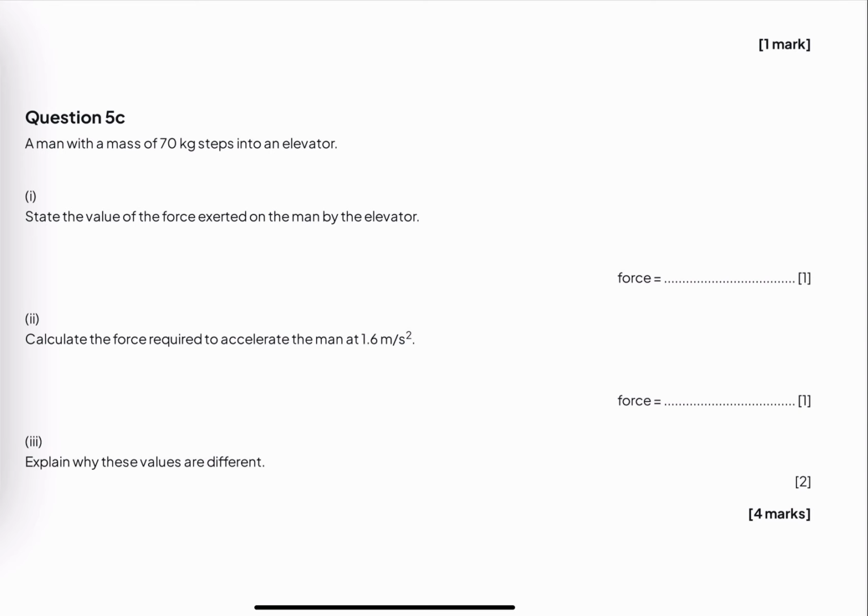In question 5c, we have a man with a mass of 70 kg who steps into an elevator. State the value of the force exerted on the man by the elevator. So it's basically action and reaction. The force exerted by the person on the elevator is his weight, and the same force will be exerted by the elevator on the person. So we have to find the weight. W is equal to mg. M is 70 and g is 9.81. Multiplying both of them, you will get 686 Newton.